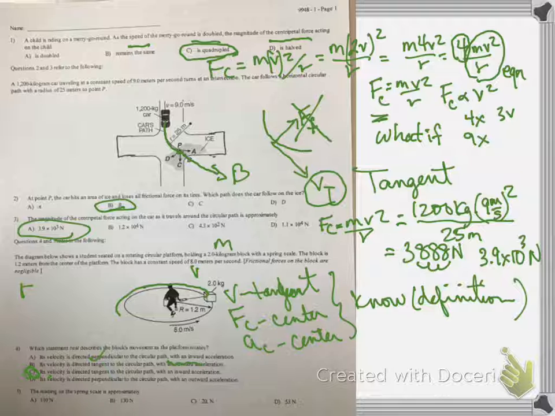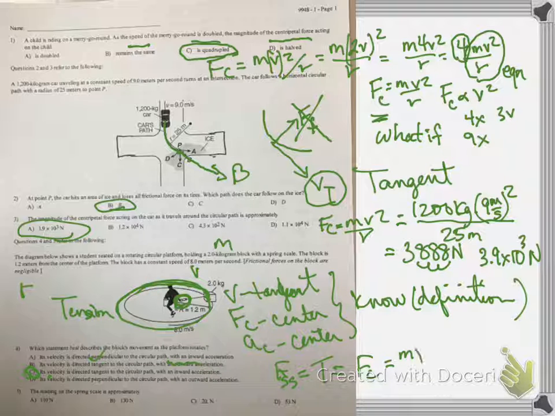The reading on the spring scale. So we have no equation for this per se. What you have to realize is, why is this block moving in a circle? It's the tension in the string, but that string is connected to the spring scale right here. So if you were to analyze the spring scale, the force on the spring scale is the same as the tension in the string, which is the same as the centripetal force.